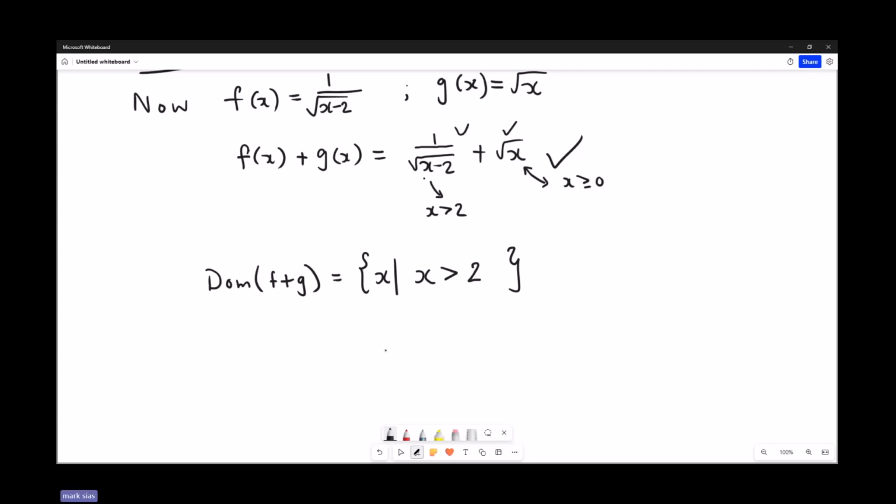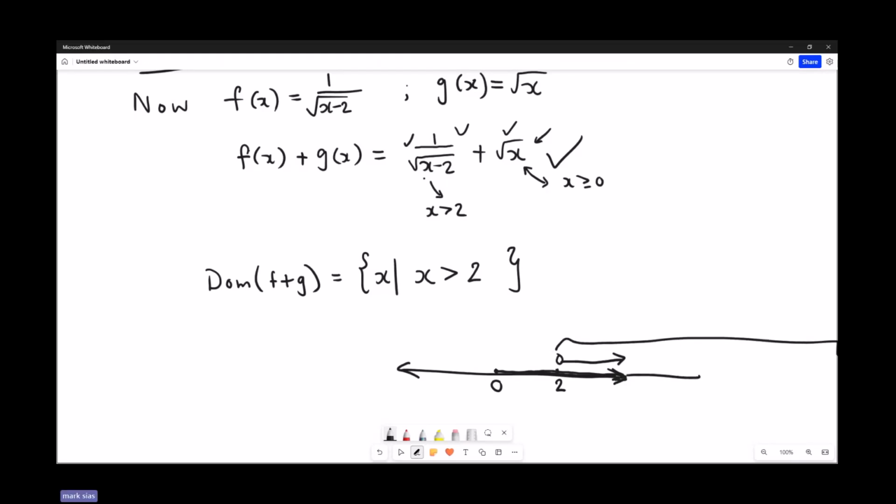Because where do they intersect? If you look at the domain of g, it will look something like this. It will go on x greater or equal to zero, and on and on and on to the right-hand side of the screen. If you look at the domain of f, it says x must be greater than 2. So if 2 lies there, then x greater than 2 intersects x greater or equal to 0 when x is greater than 2. There's the intersection.